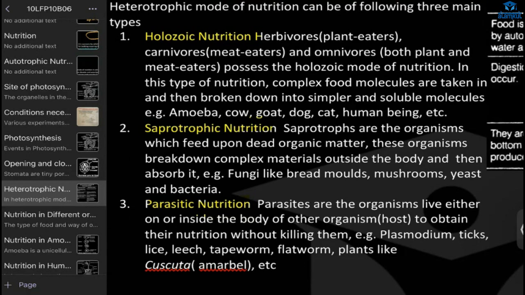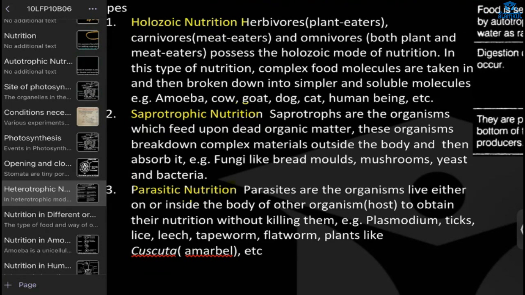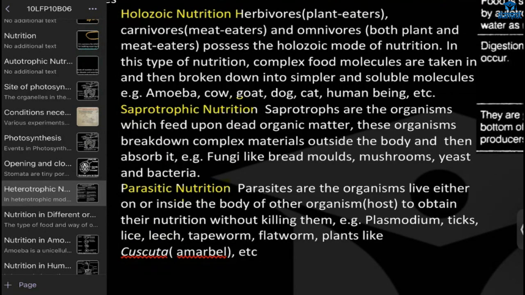Holozoic nutrition, saprophytic nutrition and parasitic nutrition, they don't make their own food. Saprophytic organisms obtain nutrition from dead and decaying matter. And the digestion which takes place is external digestion. External digestion means the digestion occurs outside, like in bread mold and mushrooms.